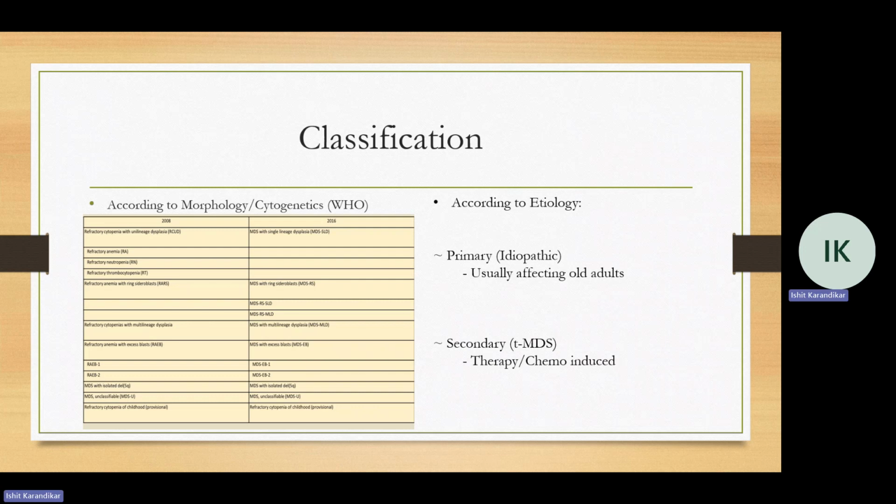There's also MDS with excess blasts. This one is known to be the fastest subtype to transform into AML, right? And there's also chronic myelomonocytic leukemia. You can go through it here. This side is not as important. This is the old one. Robbins has this classification, but I think you guys should go through this one and for sure remember this.